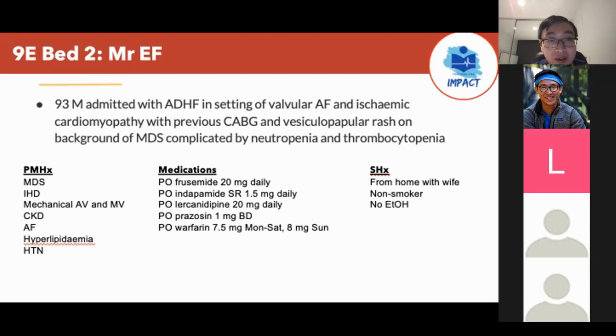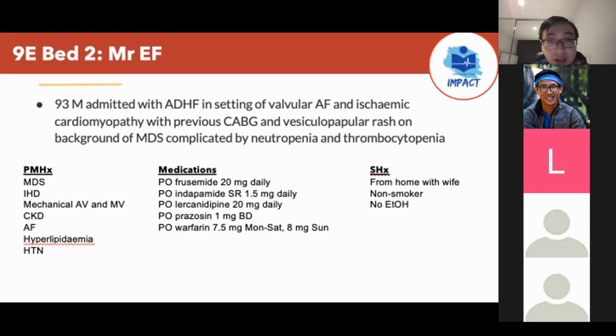So past medical history, the patient has MDS, has two mechanical valves, so a mechanical aortic valve and a mechanical mitral valve. Medications are as listed, all seem pretty reasonable. He is on warfarin because he has valvular AF. You wouldn't put patients with valvular AF on a NOAC. And social history, he's from home with wife, non-smoker, and a non-drinker.